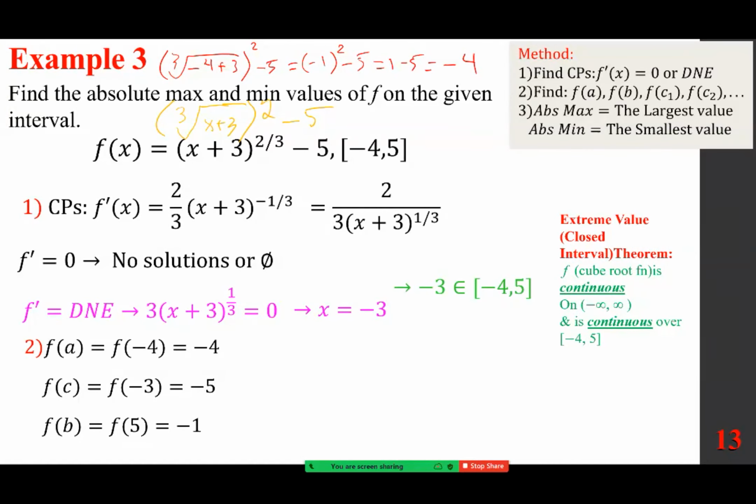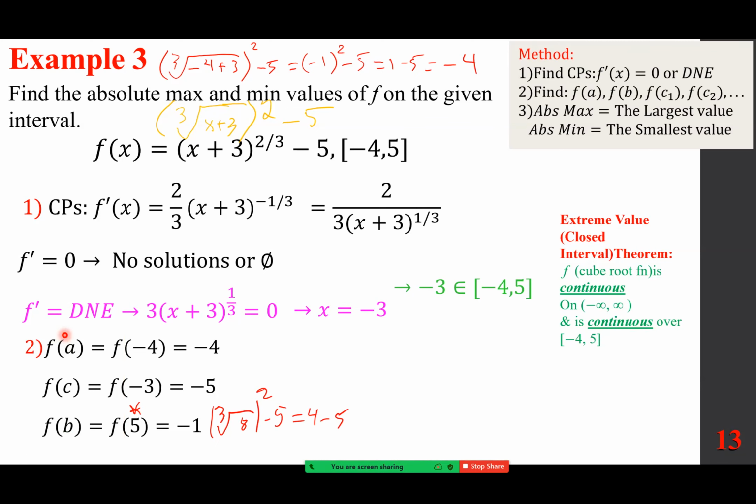So what about 5? Let's work on 5. If I plug in 5, I get the cube root of 5 plus 3, 8. And I'm going to square it. Minus 5. Cube root of 8 is 2. 2 squared is 4. 4 minus 5 is -1. So I hope you see it's very easy to calculate even without the calculator pretty fast.